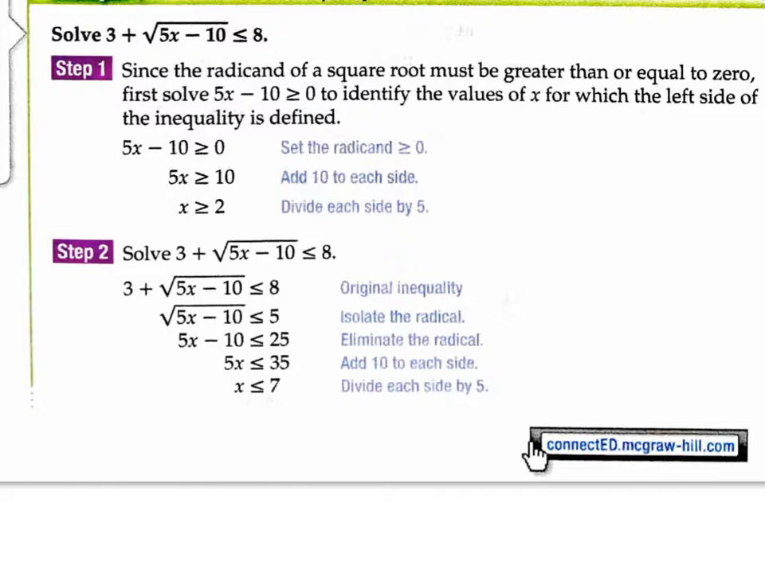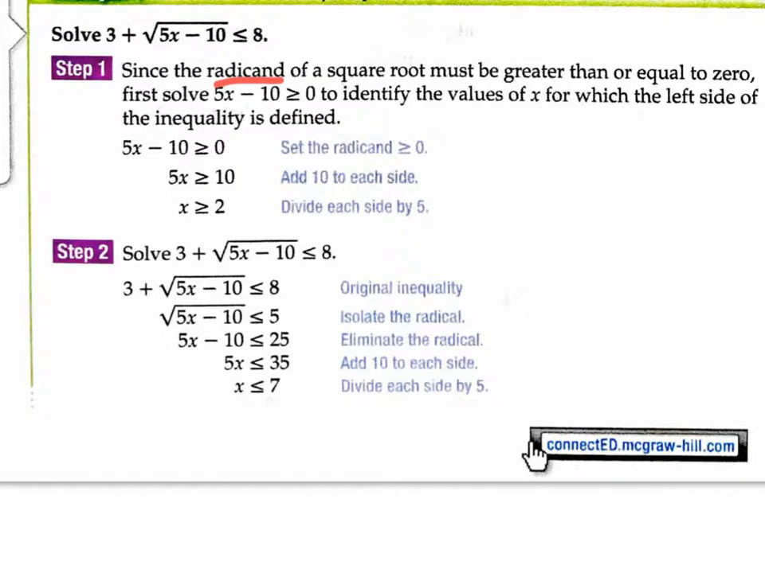So step 1 is to make sure that the inside value of the square root, which is called the radicand, I don't know if you see that right there, the inside value of the square root is called the radicand. You got to make sure that that radicand is not negative at the end of it all. So how do we make sure that 5x minus 10 is not negative? Well, you're going to write it like this. You're going to write it as 5x minus 10 is greater than or equal to 0. That's the only way that you could assure that this inside value is not negative. That you say that it's greater than or at least equal to 0.